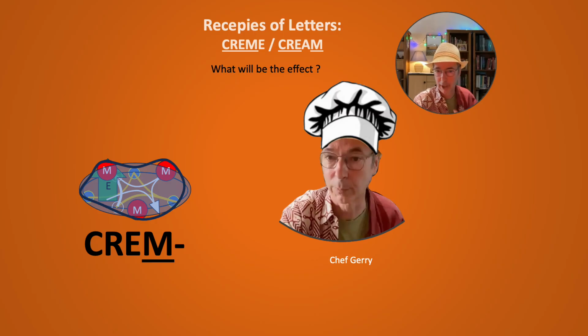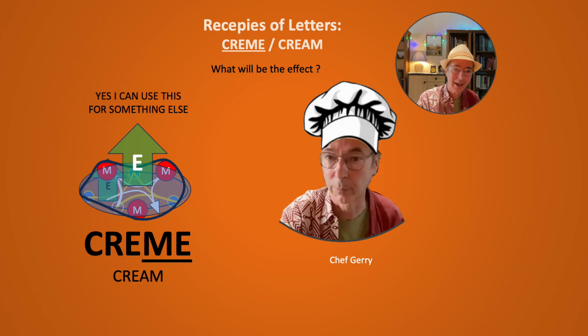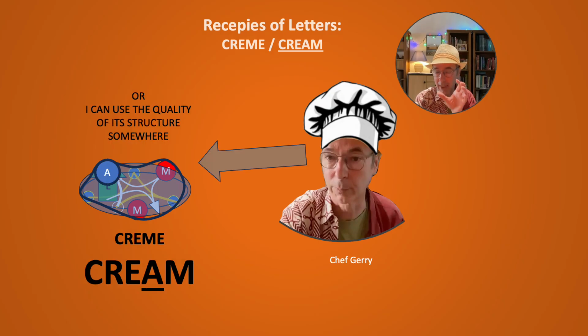I am a chef. I can choose between 2 words. The chef of the words. I have crème. I have cream. Now, I will take first the crème. The A will again say, okay, there is a time where I say I can use this. I can use it for something else. The cream has the A. It will add an A in it.